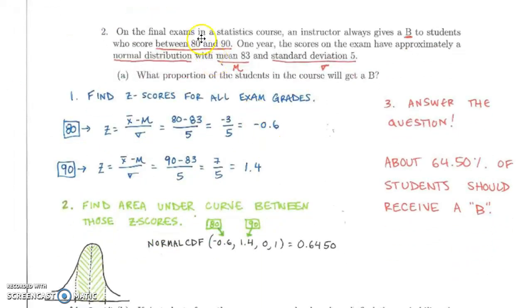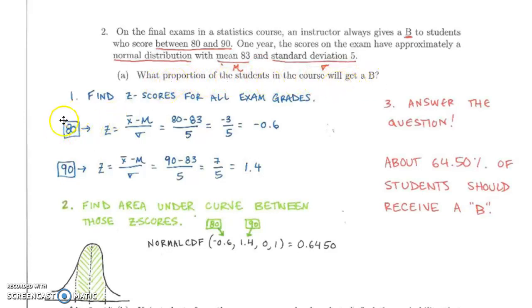For the second question, it tells us that an instructor gives a B to students between 80 and 90. A pretty nice instructor, I'd say. The scores on the exam in one particular year have a mean of 83 and a standard deviation of 5. These are population numbers because we're talking about all of the students for that whole entire year. So what proportion of the students of the course will get a B?